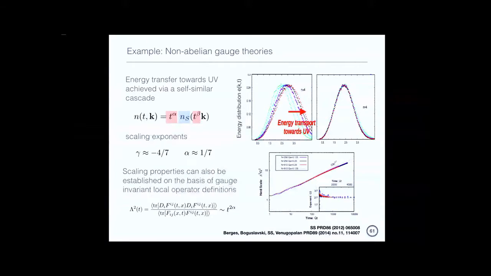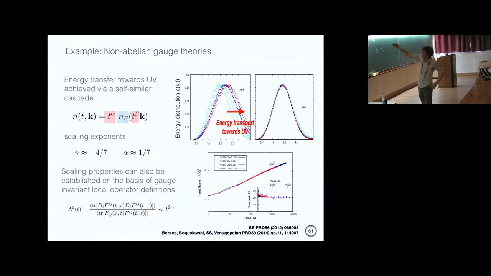And then as you go on further, all that happens is that this bell-shaped curve essentially translates out to higher and higher scales, and thereby transports the energy towards the ultraviolet. So in particular, you don't have to adjust normalization here or anything. And obviously this is self-similar.